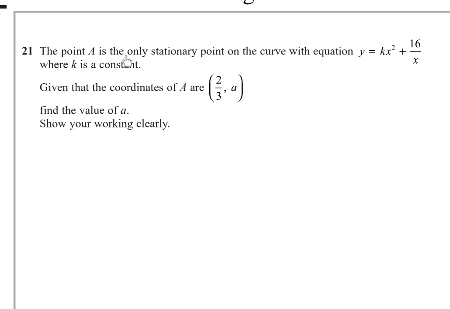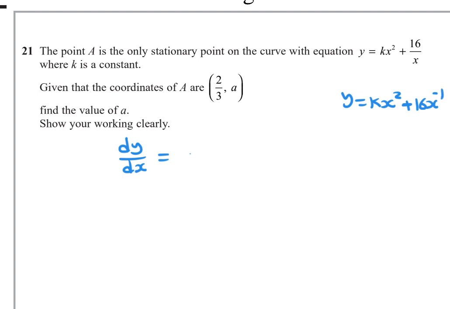Question 21. The point A is the only stationary point on the curve with the equation y equals kx squared plus 16 over x, where k is a constant. Given that the coordinates of A are 2 over 3 and a, find the value of k. To find the stationary point, we need to find dy over dx and equate to 0. To find dy over dx, you can write y equals kx to the power 2 plus 16x to the power negative 1. This is easier for finding dy over dx.